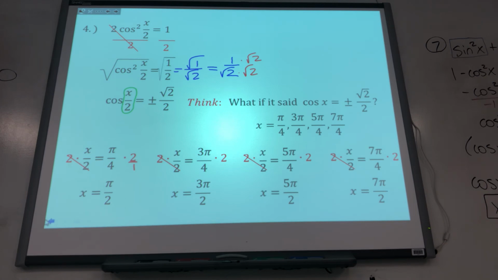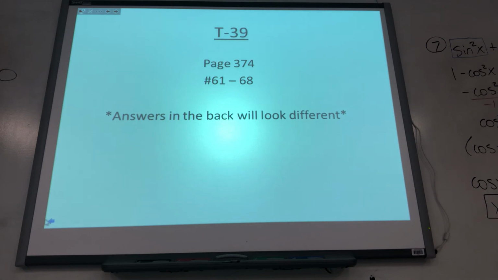That's the last part of 5-3. So the homework assignment is pretty short. I'm pretty sure you can get this done in class. There are no squared problems for some reason in the book. But remember, those could come back on a test or a quiz. We are just doing 61 to 68 from page 374.